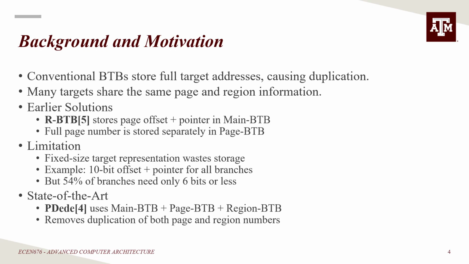To address this inefficiency, earlier designs such as reduced BTB attempt to eliminate the redundancy by separating the page level information. In this approach, the main BTB stores a pointer and an offset, while the full page number is stored separately. More advanced designs like PDede further extend this idea by introducing multiple structures such as the main BTB, page BTB, and region BTB. These designs reduce the duplication of address components, but they still rely on fixed size representations, which limits their efficiency.